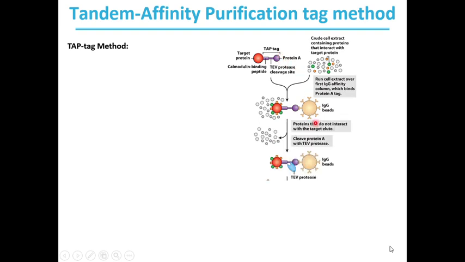Most of the unbound proteins pass through the column. The proteins that bind to the IgG beads are those that have protein A attached to them. The next step is using a TEV protease that cleaves between protein A and calmodulin binding peptide. And once this is cleaved, the protein that is attached to the calmodulin binding peptide is then released from the column with IgG beads.